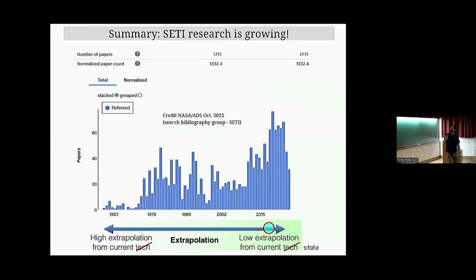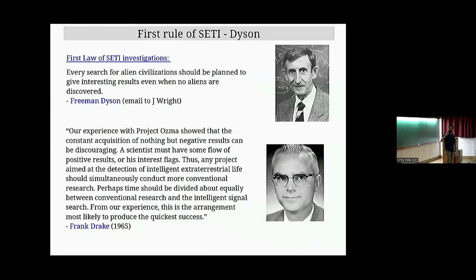The last slide is basically this slide. So the summary is SETI research is growing, and it's growing very fast. I'm plotting the number of papers written in the last 75 years. Those are around 1,700, and a third of the papers are coming only in the last decade. So I'll stop with this slide, which is talking about the first rule of SETI. I'll keep the slide here and stop.